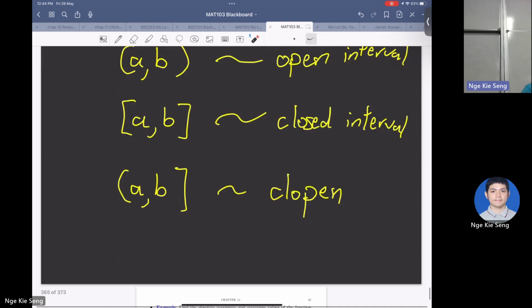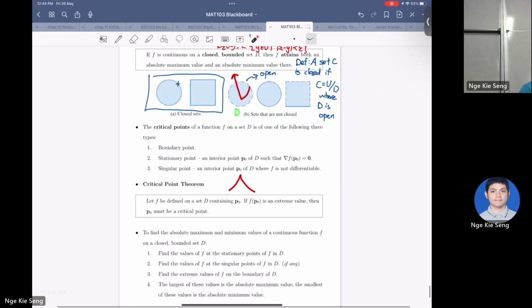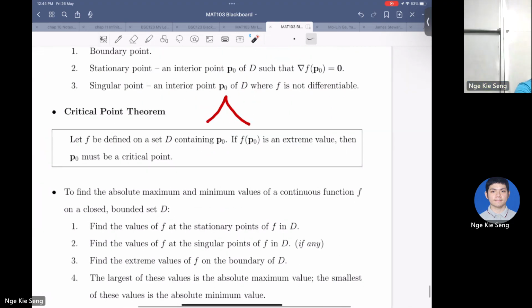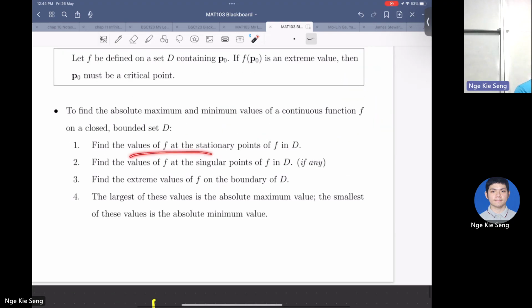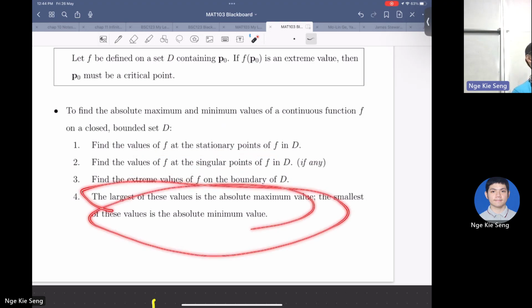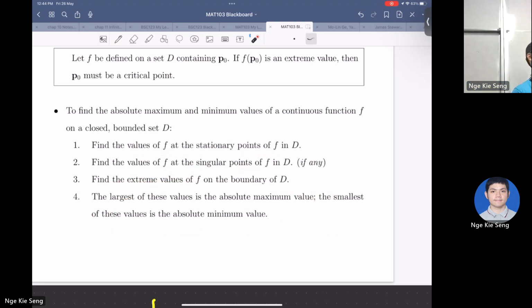Three, right? Three or four? Three. So you need to compute the value at the stationary point, at the singular point, and at the boundary point, okay? And then find the largest one.